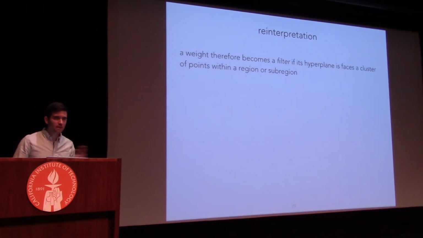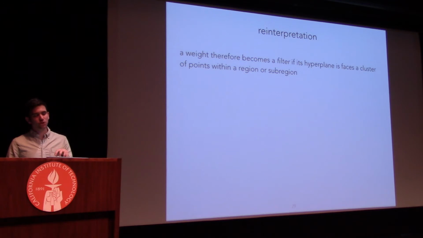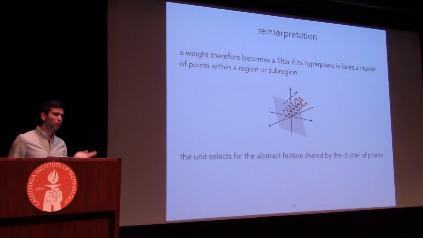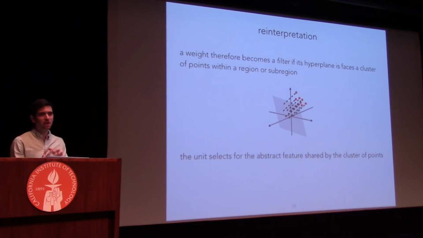So, given this interpretation, we can actually think of a weight vector as something like a filter, in that it is selective for certain inputs. So if we have a weight plane here, and a cluster of points, often some subregion of the space, and they all have some scale of distance from this plane, then we can think of this weight plane as actually selecting out the abstract feature that is shared by these points. There's some commonality of these points in that they're all in this region of this space, and we've effectively cut the space and selected out those points.